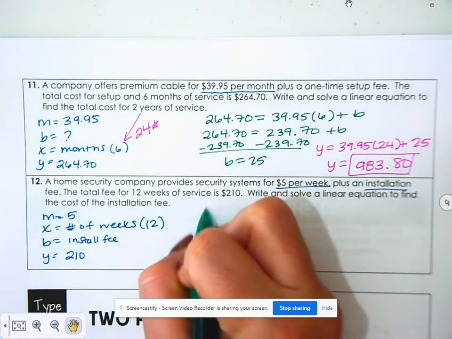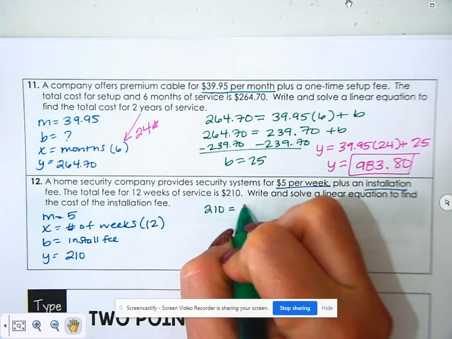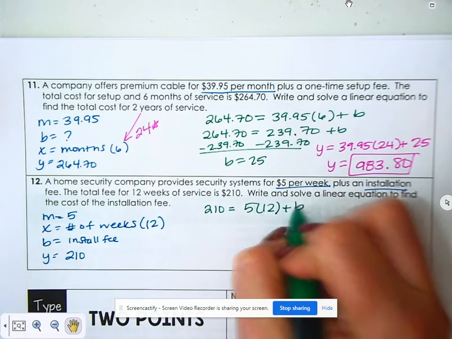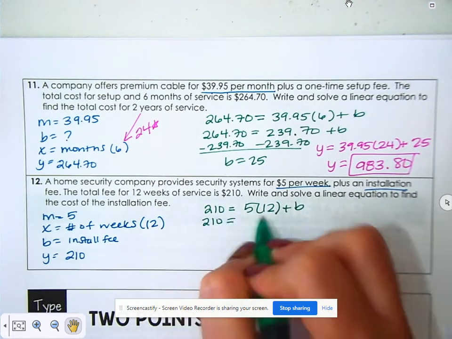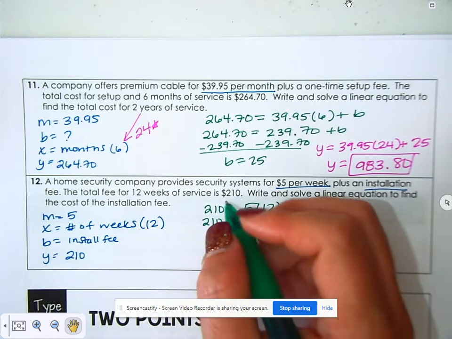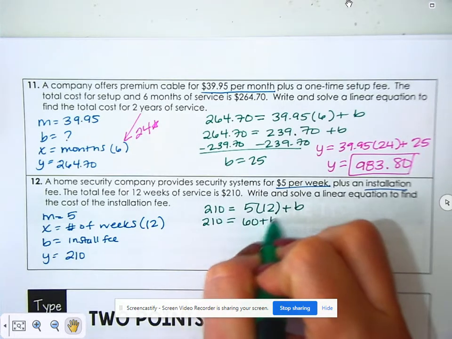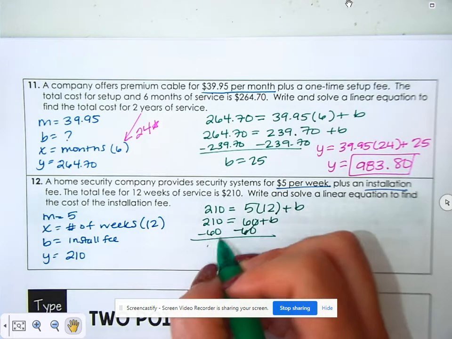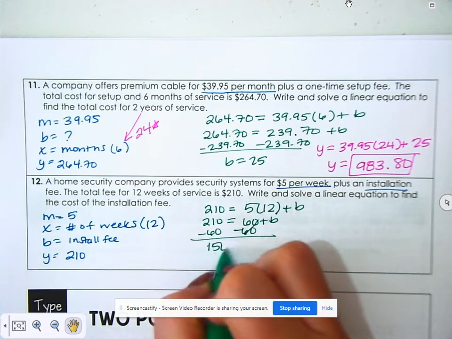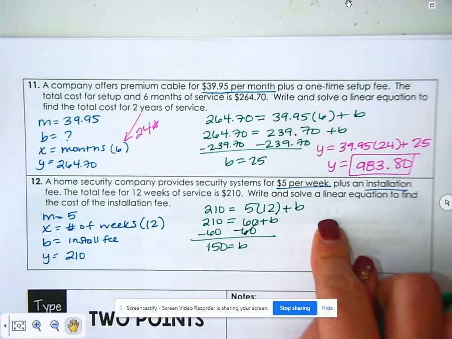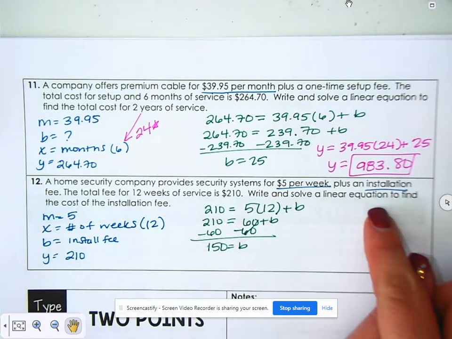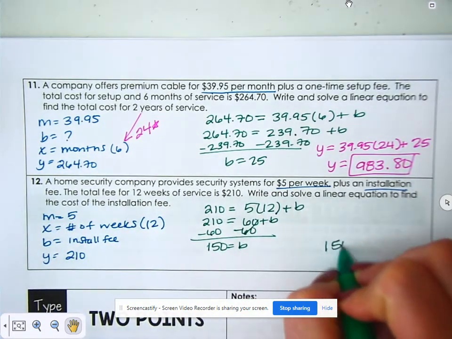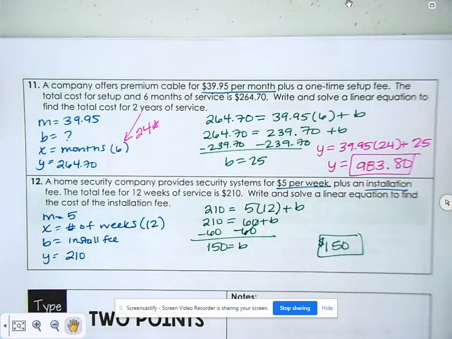So when I write this out, Y is 210, equals 5 times 12 plus our installation fee. So subtract your 60, and your installation fee here is $150. Then write and solve a linear equation to find the cost of the installation fee. That's all they wanted, so our answer is simply $150.